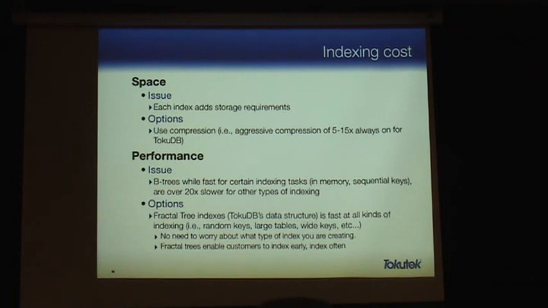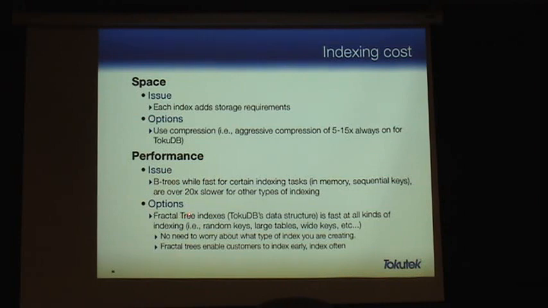B trees, while they're fast for certain indexing tasks, like if all your indexes fit in memory, if you have 32 or 64 gigabytes of memory and your entire table is 2 gigs or 4 gigs, you can index the hell out of that thing. That's not really going to be an issue. If your keys are sequential, if I'm indexing everything on a timestamp, as data comes in, all my indexes are on time. For B trees, that's not an issue. But for other types of indexing, you'll notice as the size of your data gets really big, the insertion speed onto your table gets really slow.